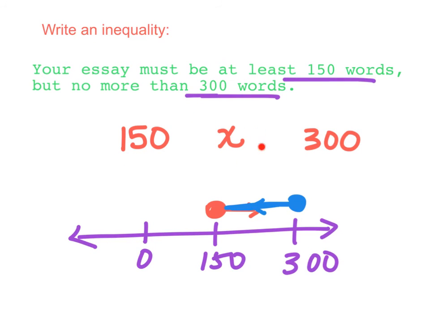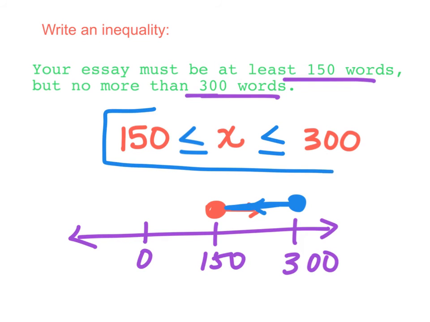Now, if I take a look at just this part, x has to be bigger than 150 or equal to it. But if I look over here, x has to be smaller than or equal to 300. So here's my inequality.